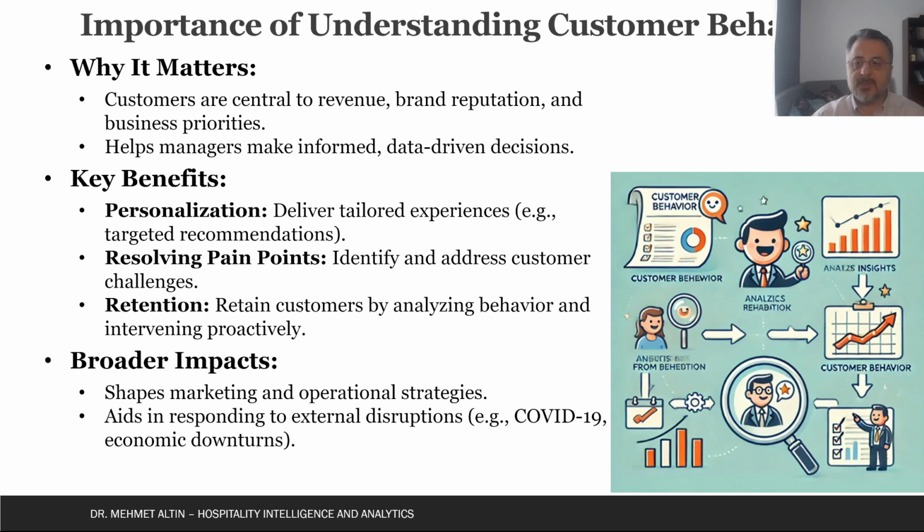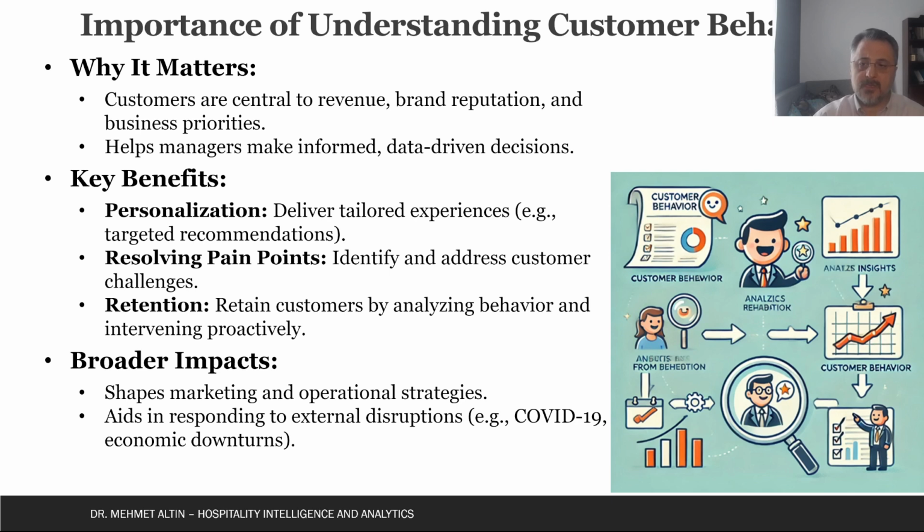Most importantly, understanding customer behavior plays a major role in retention. Studies consistently show that retaining a customer is far more cost effective than acquiring a new one. So behavioral analysis helps identify at-risk customers, allowing businesses to implement targeted strategies before it's too late.